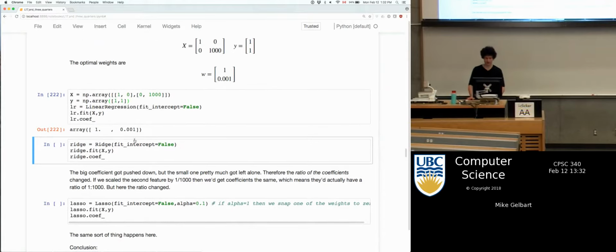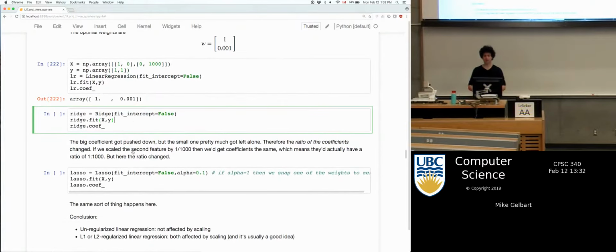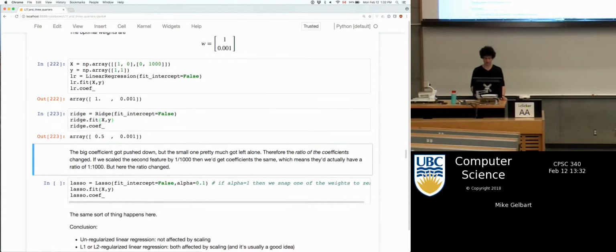So I construct this data set, and I get the expected coefficients, 1 and 0.001. So now we can run ridge, meaning linear regression with L2 regularization, on this same data set, and we get this. So that's interesting. Oh, I see why I made this example. I made it as an example of you have 2 features of different scales, which is related to the idea of scaling features. So if you have features of different scales, what does that mean?